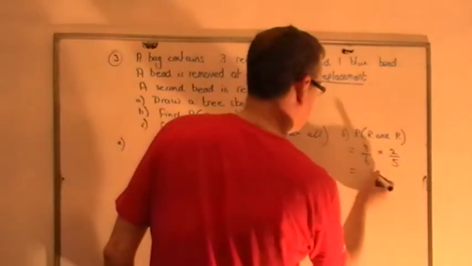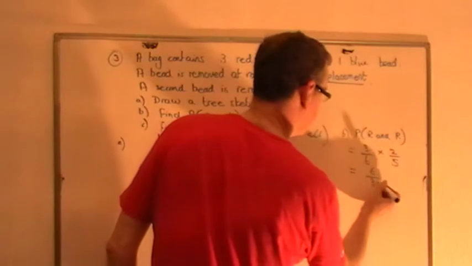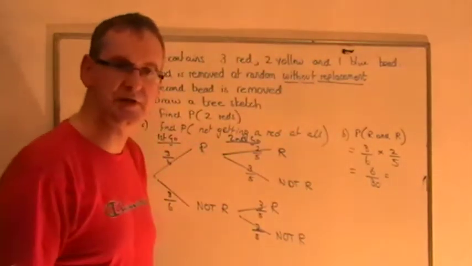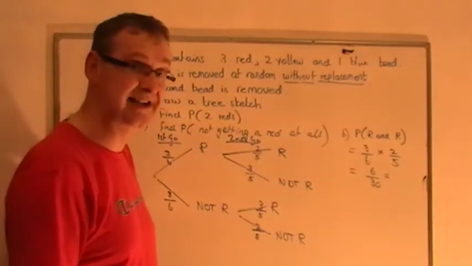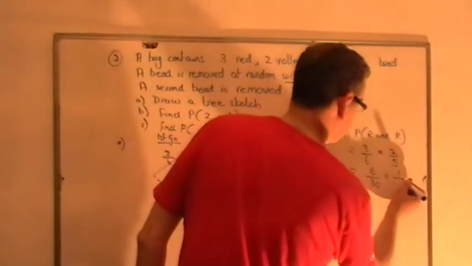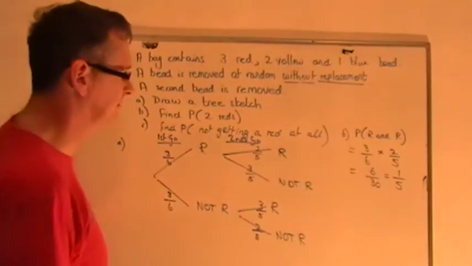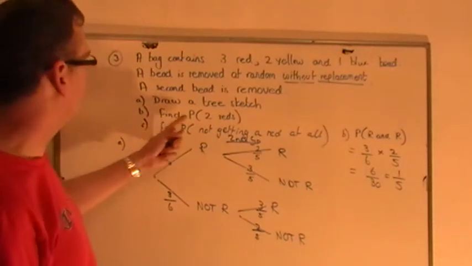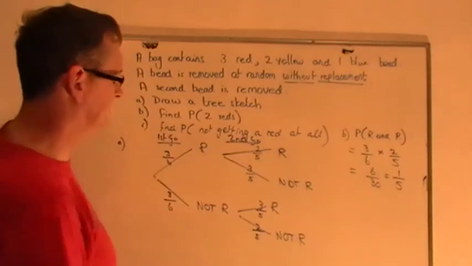3 times 2 is 6. 6 times 5 is 30. You get the answer 6/30. And 6 over 30 actually cancels to 1 over 5. So you get 1/5 like so. So there's part B. Find the probability of getting 2 reds.